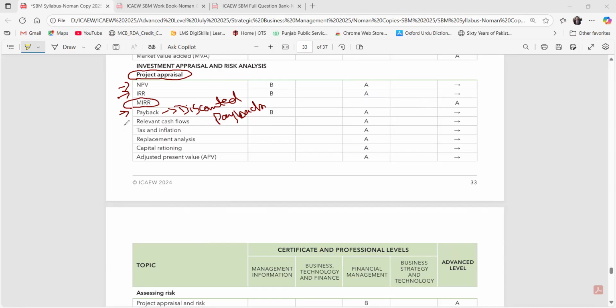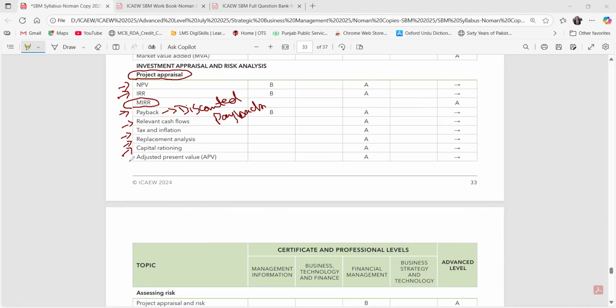Then we talk about relevant cash flows. We also talk about taxation, inflation, and replacement analysis. If we have to replace any asset, how can we replace it? Then we talk about capital rationing. What is capital rationing basically? How can we ensure what type of capital rationing we have, either soft capital rationing or hard capital rationing?